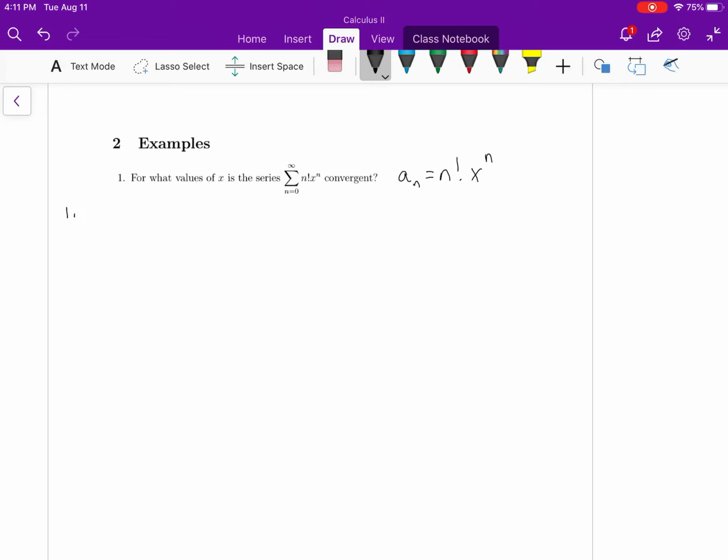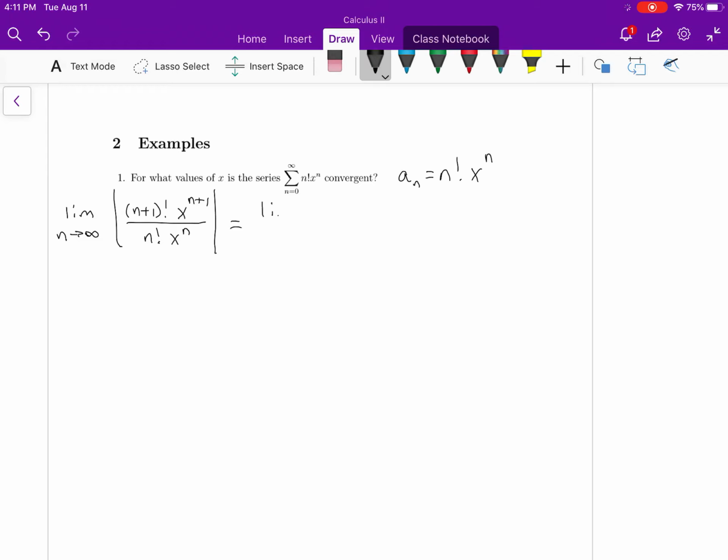And so for the ratio test, we're looking at the limit as n goes to infinity of an plus 1. So we have n plus 1 factorial x to the n plus 1 power divided by an, which is n factorial x to the n power. And we're looking at the absolute value of this.